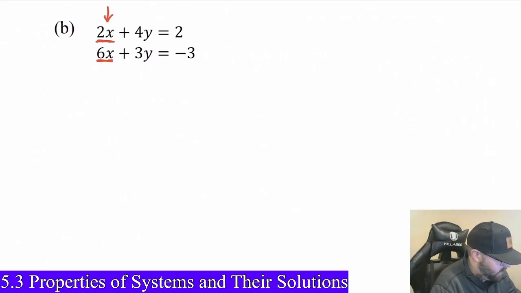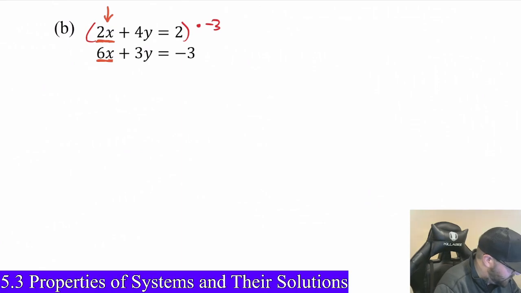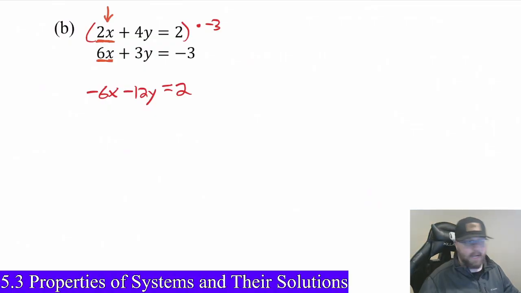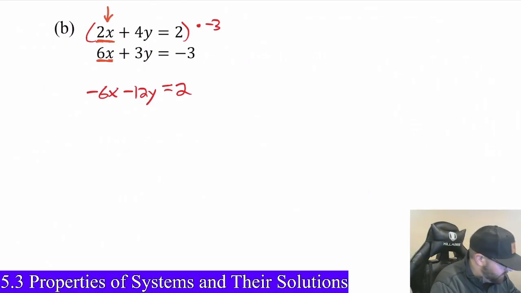Okay, we're going to turn the first equation into a negative 6x. So we're going to multiply everything by a negative 3. So we're going to get a negative 6x minus 12y equals 2. And the second equation, we're not going to touch. Remember we said we can multiply one or both of the equations by an integer to create opposite coefficients. So the second one, I am just going to bring down here. We're not going to change anything.